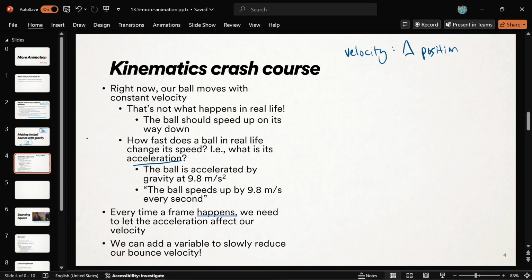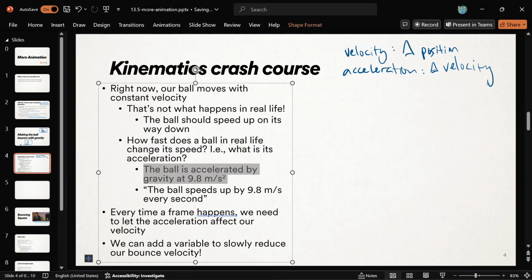And that is the real physics question we should be asking: what is the acceleration of the ball? Okay, because acceleration is your change in velocity over time. Acceleration is delta velocity. And that, on Earth at least, close to ground level, sea level, is 9.8 meters per second squared downwards, right?